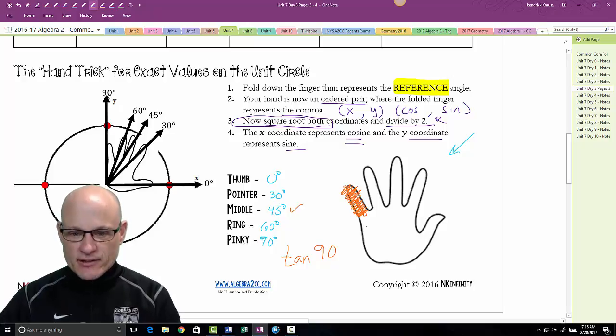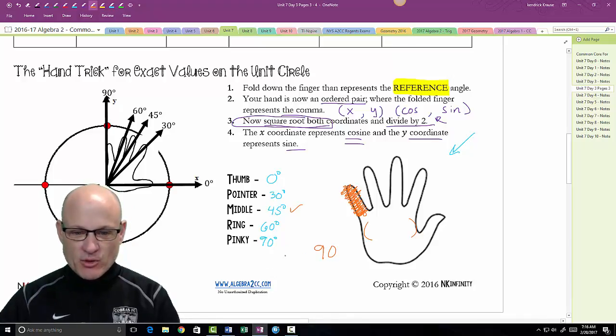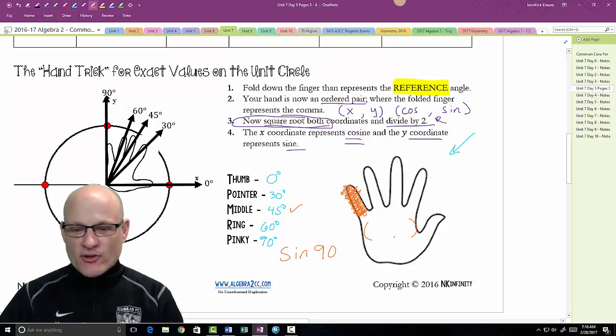Tangent of 90 degrees. All right, so. Oh, I didn't want to do tangent right now. I meant sine of 90 degrees. We're going to talk about a weird one. Sine of 90 degrees. All right, so the sine of 90 degrees, let's see.